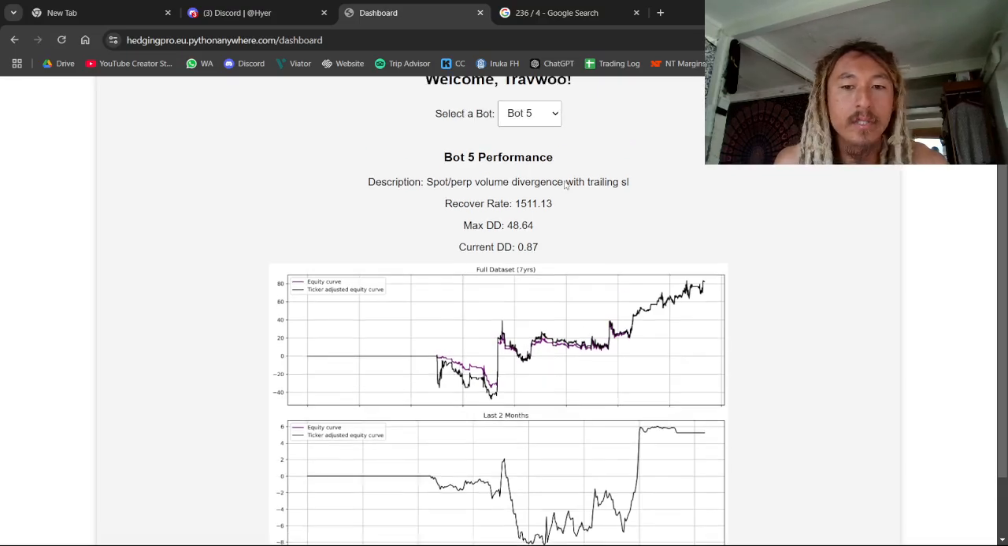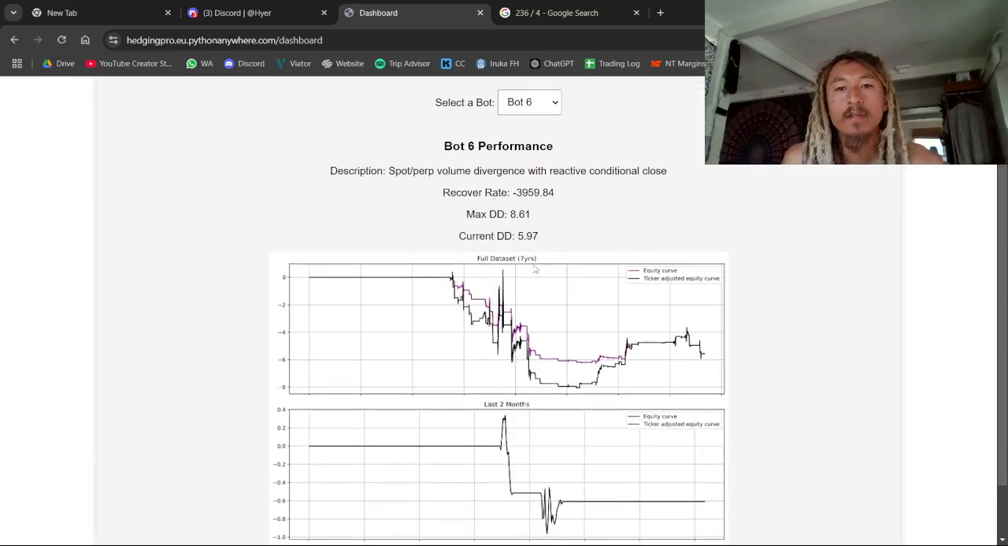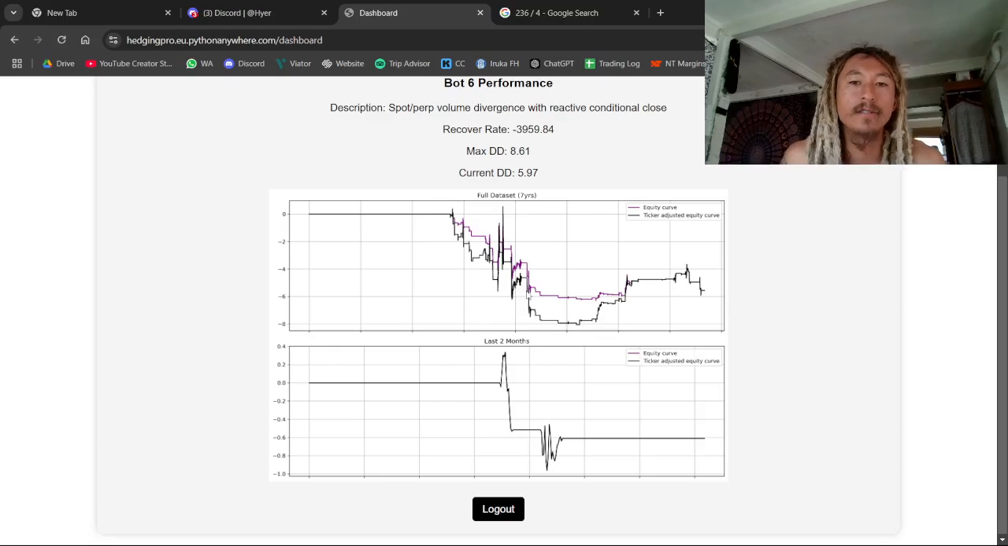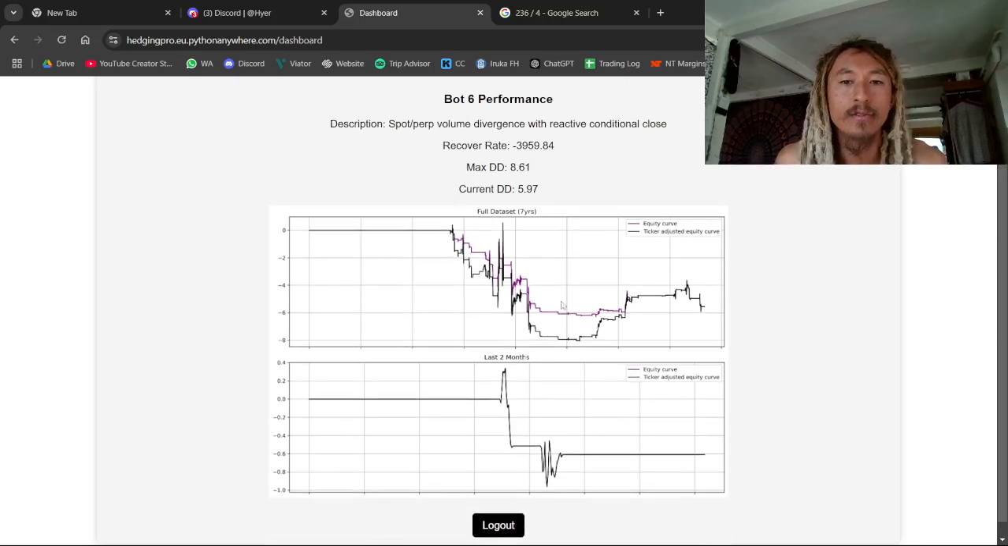Looks okay. Bot 6. So here's another spot per volume divergence. I'm not sure what the conditional close is. But basically a lot of the altcoin, or a lot of what it's trading is funding rate and CVD divergences. This one's showing losing, which is interesting because with 140 tickers, it was showing winning. So if this is no good, we'll turn this one off.